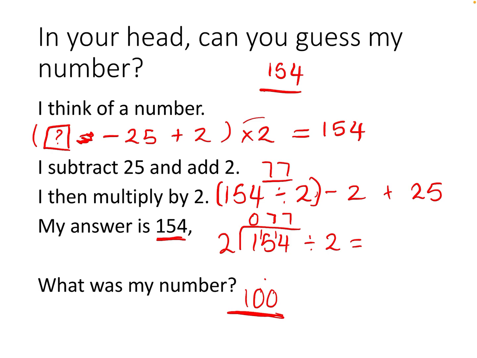So let's go back. Let's think of a number. Our number is 100. I'm going to do it really small at the top. I'm going to take my 100. I'm just going to do the notes. I'm going to take away 25. So I've got 75. I'm going to add 2. And I'm going to get 77. And I'm going to multiply 77 by 2. I'm going to get 70 multiplied by 2 is 140. 7 multiplied by 2 is 14. Add them together, 154. So we have worked that out. We've used our inverse, and then we've gone back and checked.